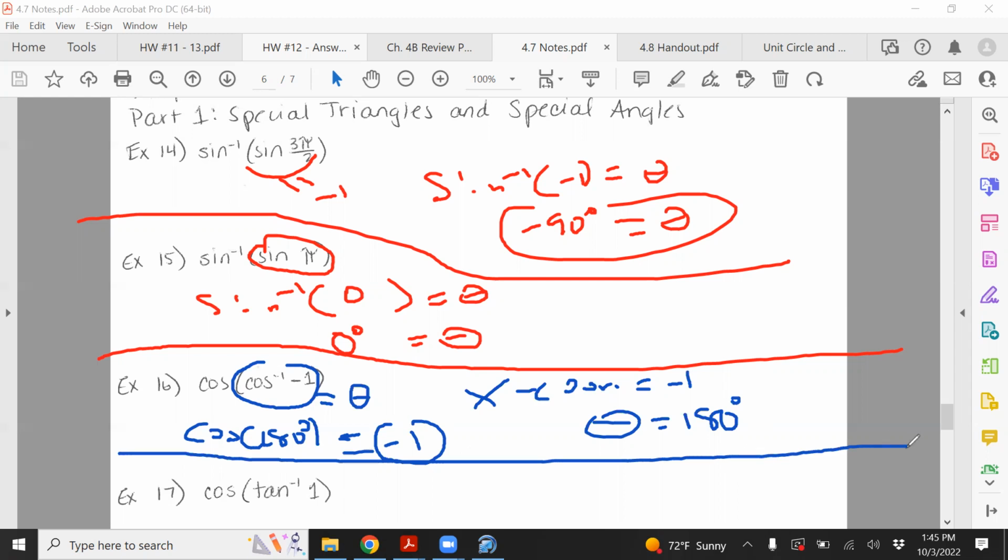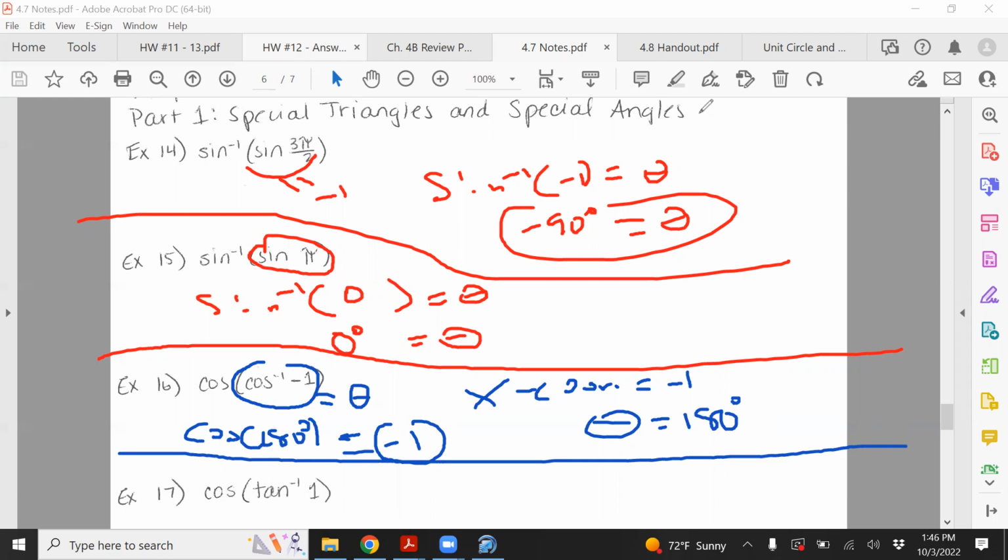And sometimes it might be the same. See, when these knocked each other out, the answer was 0 instead. When these knocked each other out, the answer was -90 instead. But these didn't knock each other out, and the answer was -1. Sometimes the input and the output will be the same when you're doing these composites. It just depends on the default range that you have to work with.